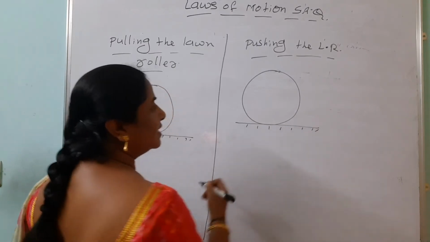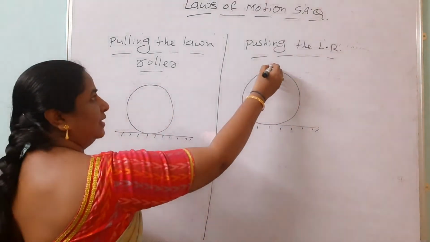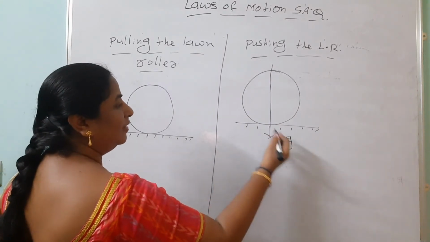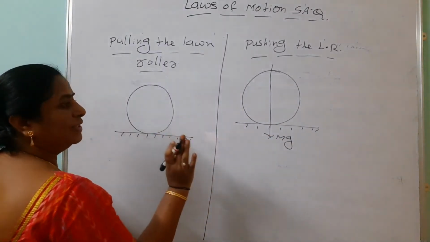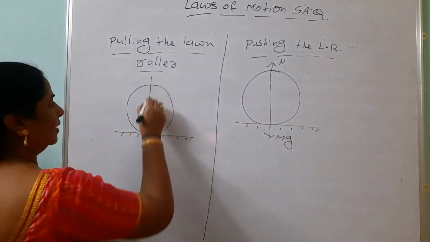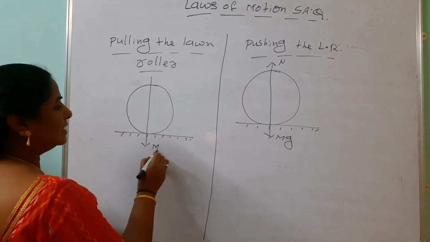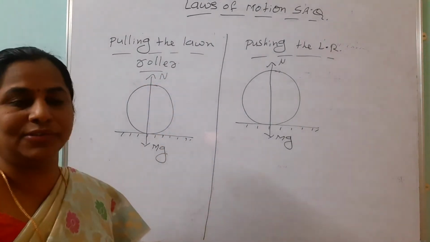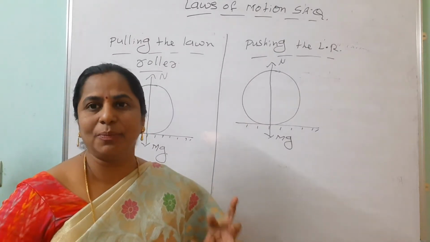Then how many forces are acting on that? Just now you know that the weight of the body is always acting downwards. For every action there is an equal and opposite reaction. That is normal to the surface, so we can call it the normal reaction. In both the cases weight is acting downwards and this normal reaction is acting upwards. But what is the difference between pulling and pushing?